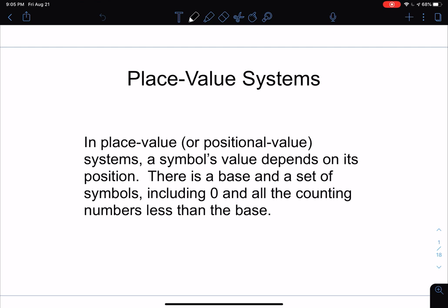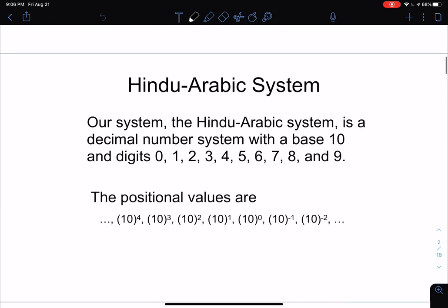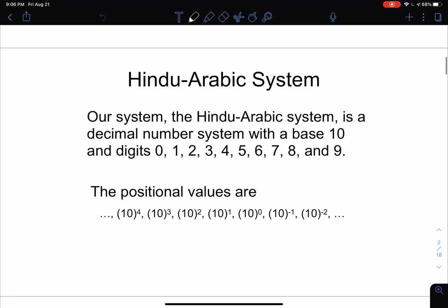So who had some early place value systems? Well, before we get there, just a real quick recap on the Hindu-Arabic system and how that works, just to make sure you're in the right frame of mind. Again, we're base 10, so we have the digits that you see there, and they represent those values from 0 to 9, 9 being 1 less than our base of 10. And the positional values are all powers of 10.